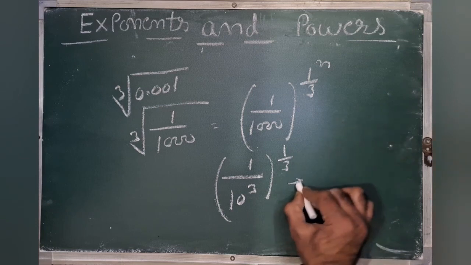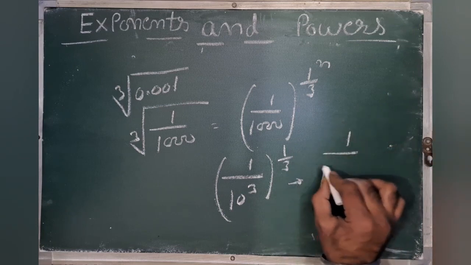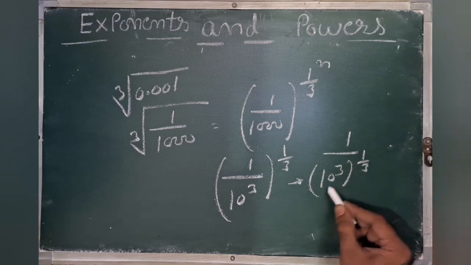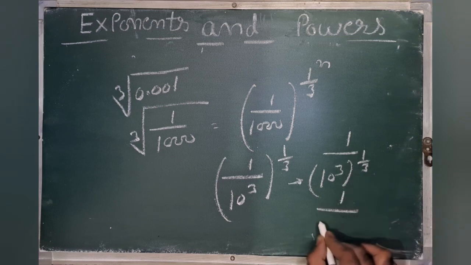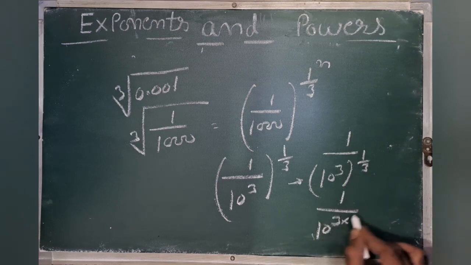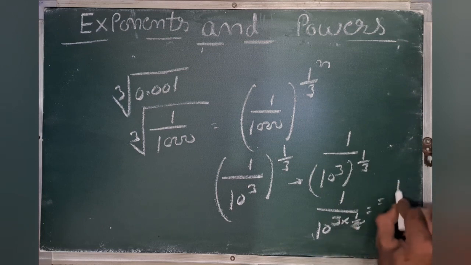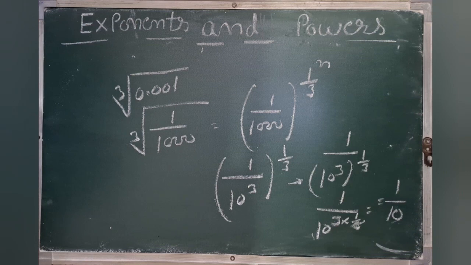Again 1 upon 10 power 3 whole power 1 by 3. So this will become a power m multiply n. So we will multiply 1 upon 10, 3 multiply 1 by 3. That means 3 with 3 cancel. That means 1 by 10. Right? One more example.